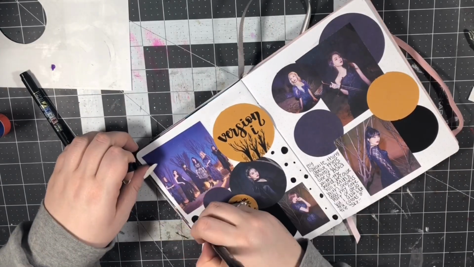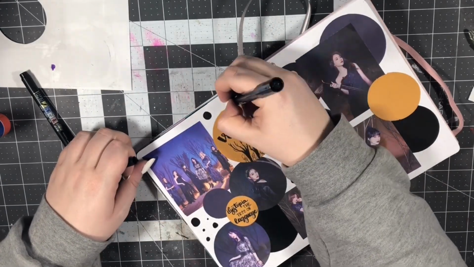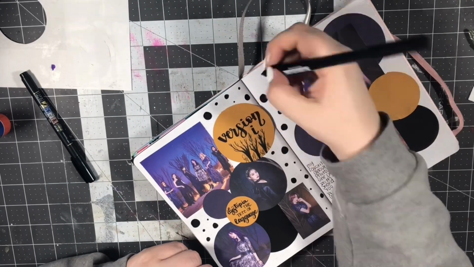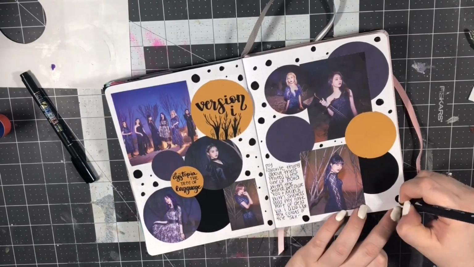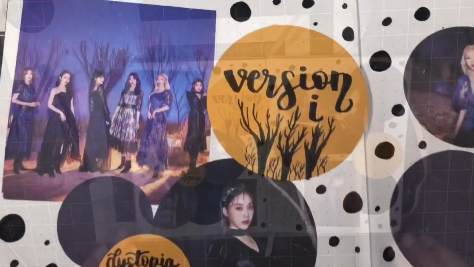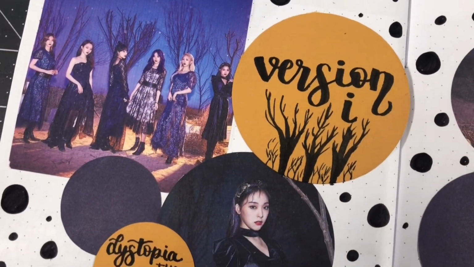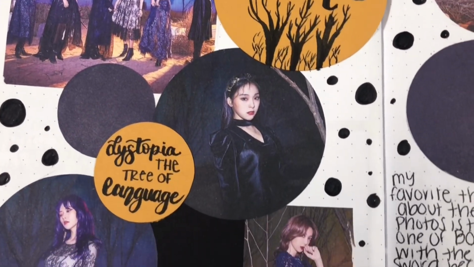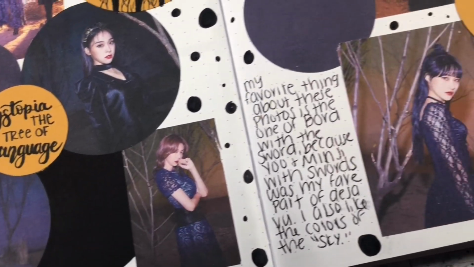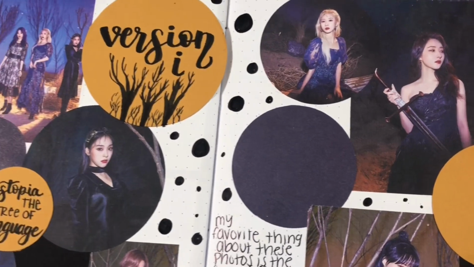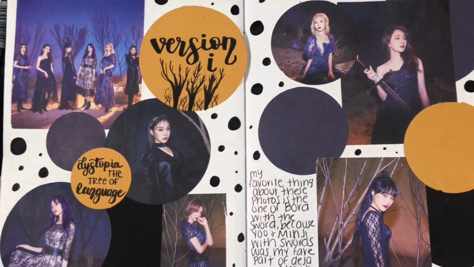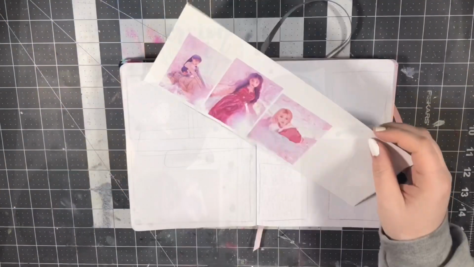And then just to fill some space, I added some black polka dots in the background. I haven't done polka dots randomly in a while, I feel like. Anyways, it worked with the theme because they were circles. And this is a final look at version I. I also really like how this one turned out. I liked how I incorporated the circles and the round pictures into it. And I feel like the colors went really well together.